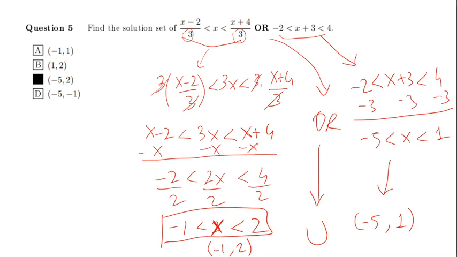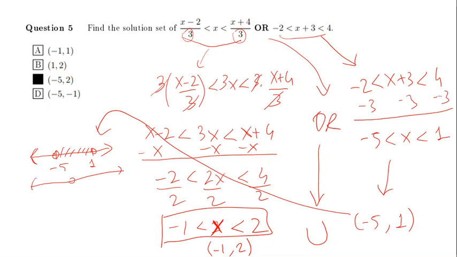So I can show them here on the real line. Minus 5 to 1 is here. This is the first set. These endpoints are not included. Now the second one: minus 1 is somewhere here, and it goes up to 2, and 2 is not included, so here.